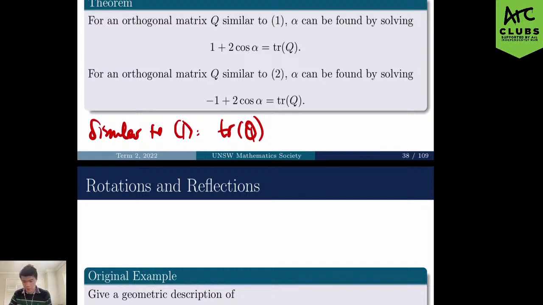I think my screen froze again. That's okay. I'll just do it again. Just give me one moment. Not sure why this is not working too well. One moment.